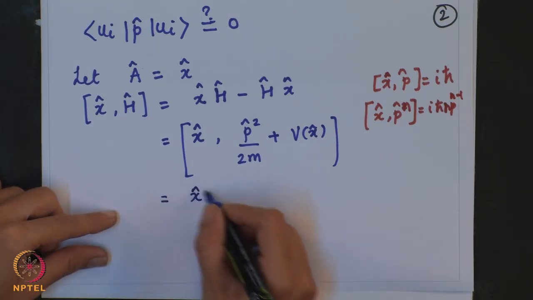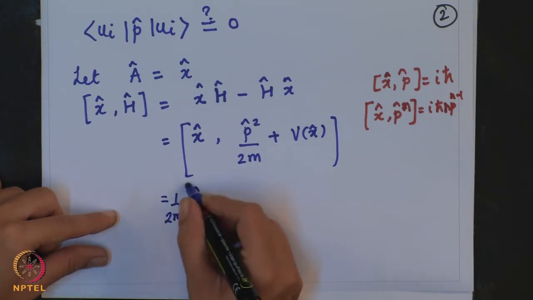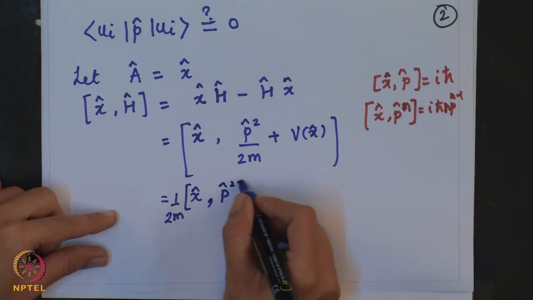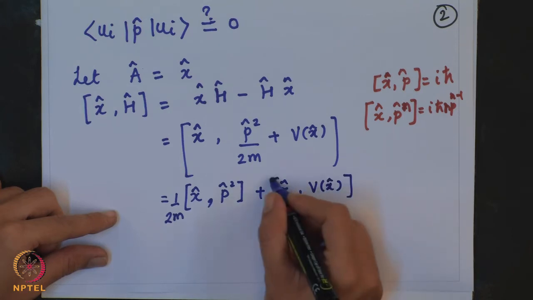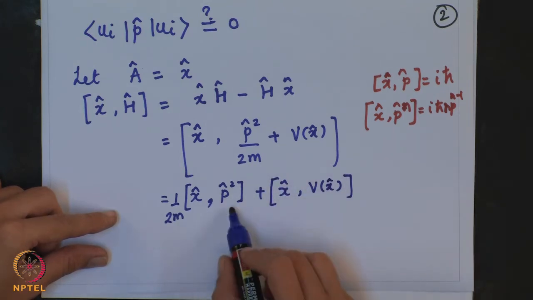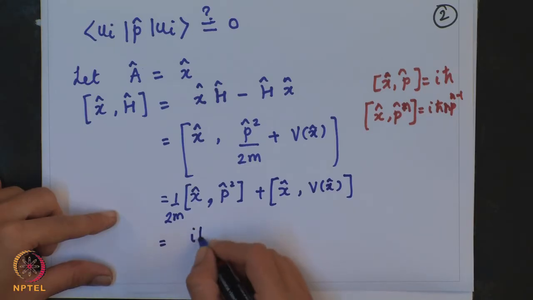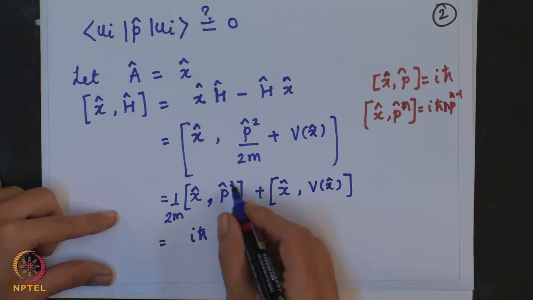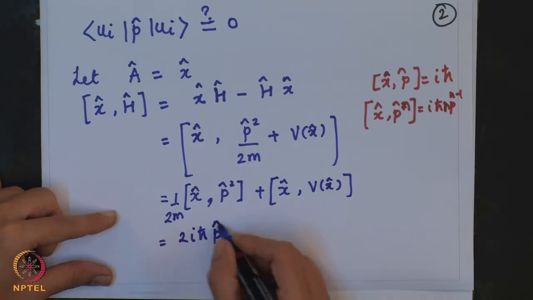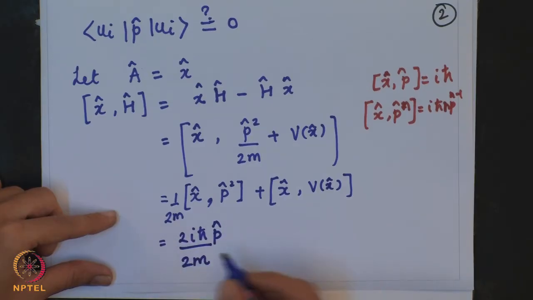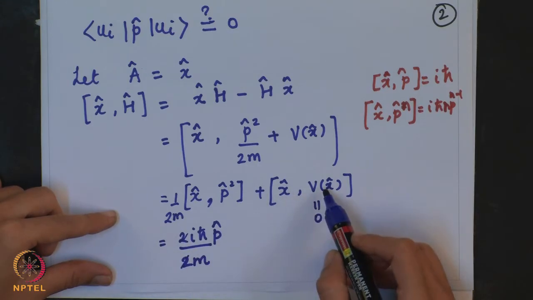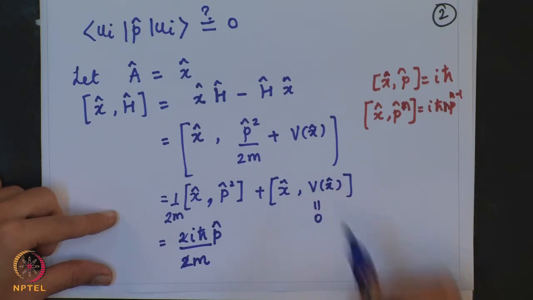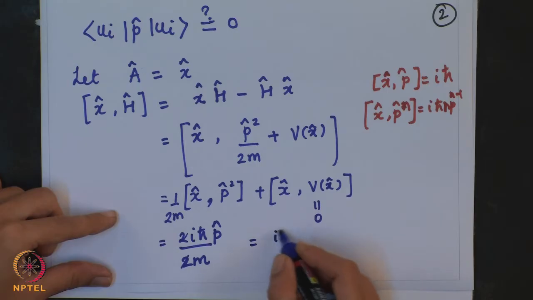So, here you have 1 by 2m, I take outside, I have this, plus the commutator of x and V(x). The commutator of x and p square will give me i h cross 2p. So, 2 i h cross p cap upon 2m. And the commutator of x and V, assuming that V is linear, we obtain this to be 0. So, this is i h cross p cap upon m.